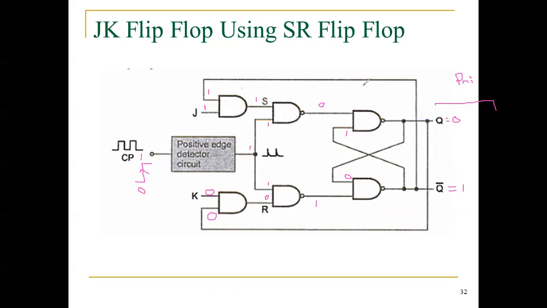Now you check the status of the previous output assumption, 0, 1. Since it is 0, this comes to here. This makes my output equal to 1. That 1 comes to here. Therefore, that is equal to 0.